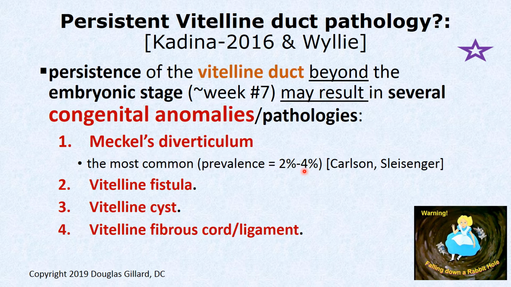Some research says up to 4% of newborns have this problem. May be asymptomatic their whole life, but 4% have one. So it may or may not develop into trouble sometime in their life. There's a vitelline fistula, a vitelline cyst. There's a vitelline ligament that can develop. So let's go through some of these.